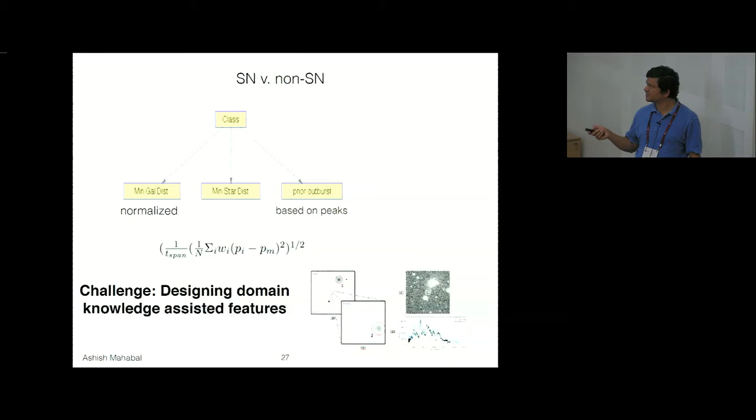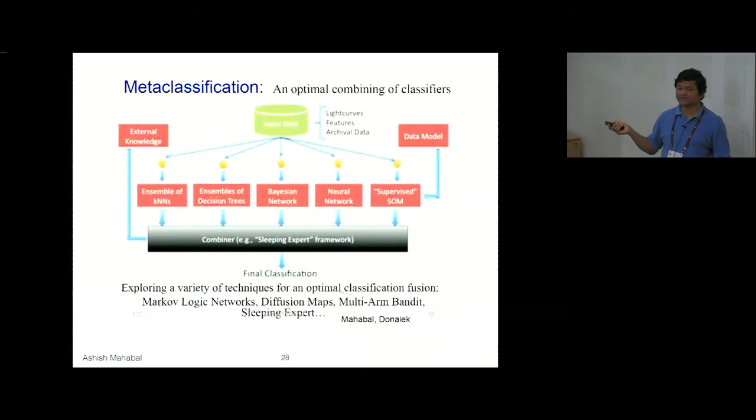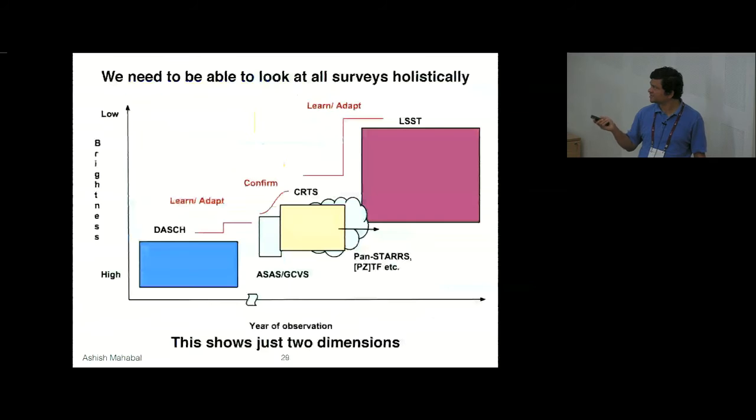So here what we are using is normalized distance to the nearest galaxy. There can be more than one galaxy nearby, nearest distance to a star, and prior outburst statistics that can be defined by seeing how the peaks are distributed and what is the area in time that each of that peak covers. And so designing specific features, domain knowledge assisted features, is an important challenge that we have. And meta-classification, trying to combine all these classifiers, some of them probabilistic, some not probabilistic, is a big, big challenge. Because again, in silos, there are many methods that exist, they do well. But if you want to do everything for everything, then how to combine them efficiently is a big challenge.